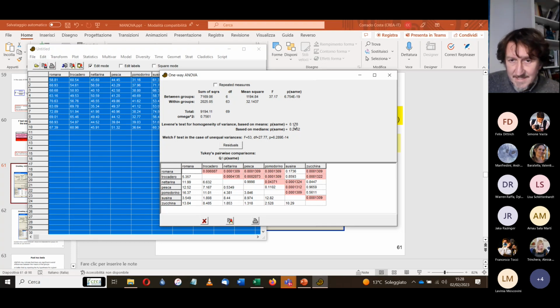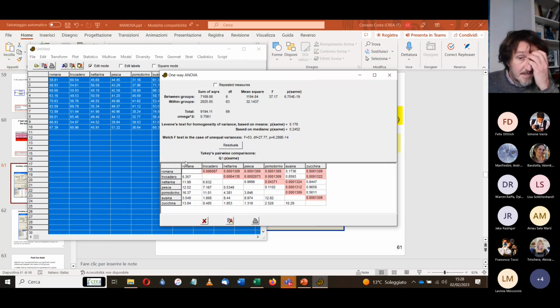Otherwise, if this test has been rejected, we have to go there, simply there. It is the alternative Welch F test in the case of unequal variance. And however, this is the value. Both of them are rejected.